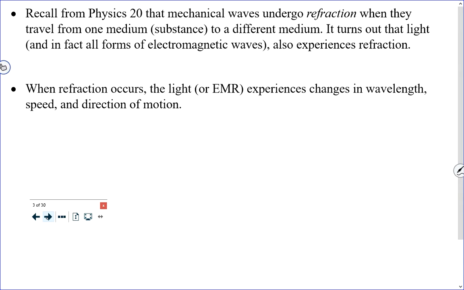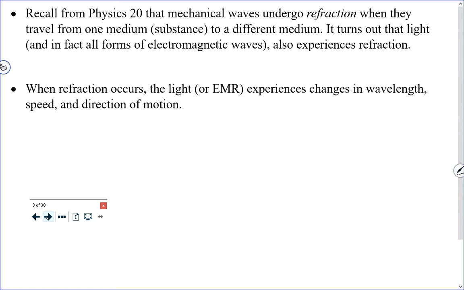So when refraction occurs, there are a number of things that change. One of the things that changes is the wavelength. One of the things that changes is the speed. And the other thing that can change and usually changes is the direction of motion.